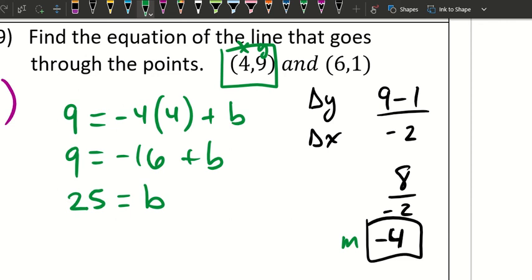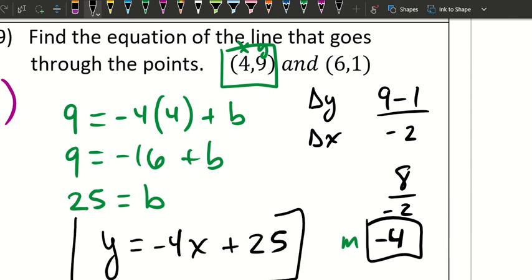I now know both parameters. I know the slope parameter and the y-intercept parameter, so I can write y equals negative 4 times x plus the number 25. Both of the points that I see on this screen will work when I plug them in, and that's a great check. When I plug in 6, I get 1, and when I plug in 4, I get 9.